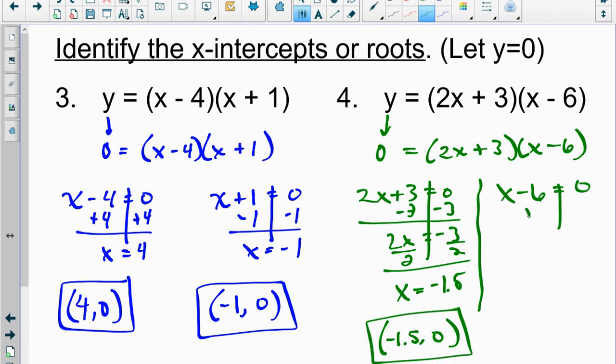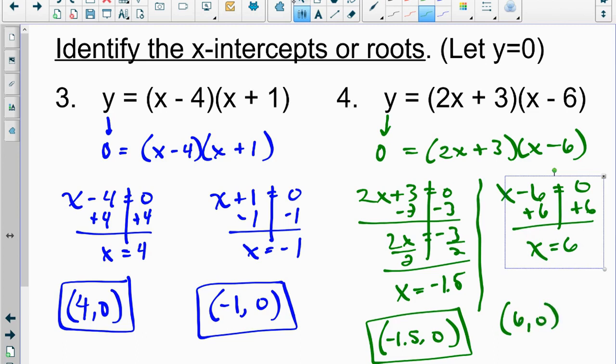When I solve the other one, it's a little more straightforward. I just add 6 on both sides, and x equals positive 6. 6 comma 0 is another solution, my x-intercept. So my roots this time are at negative 1.5 and positive 6.